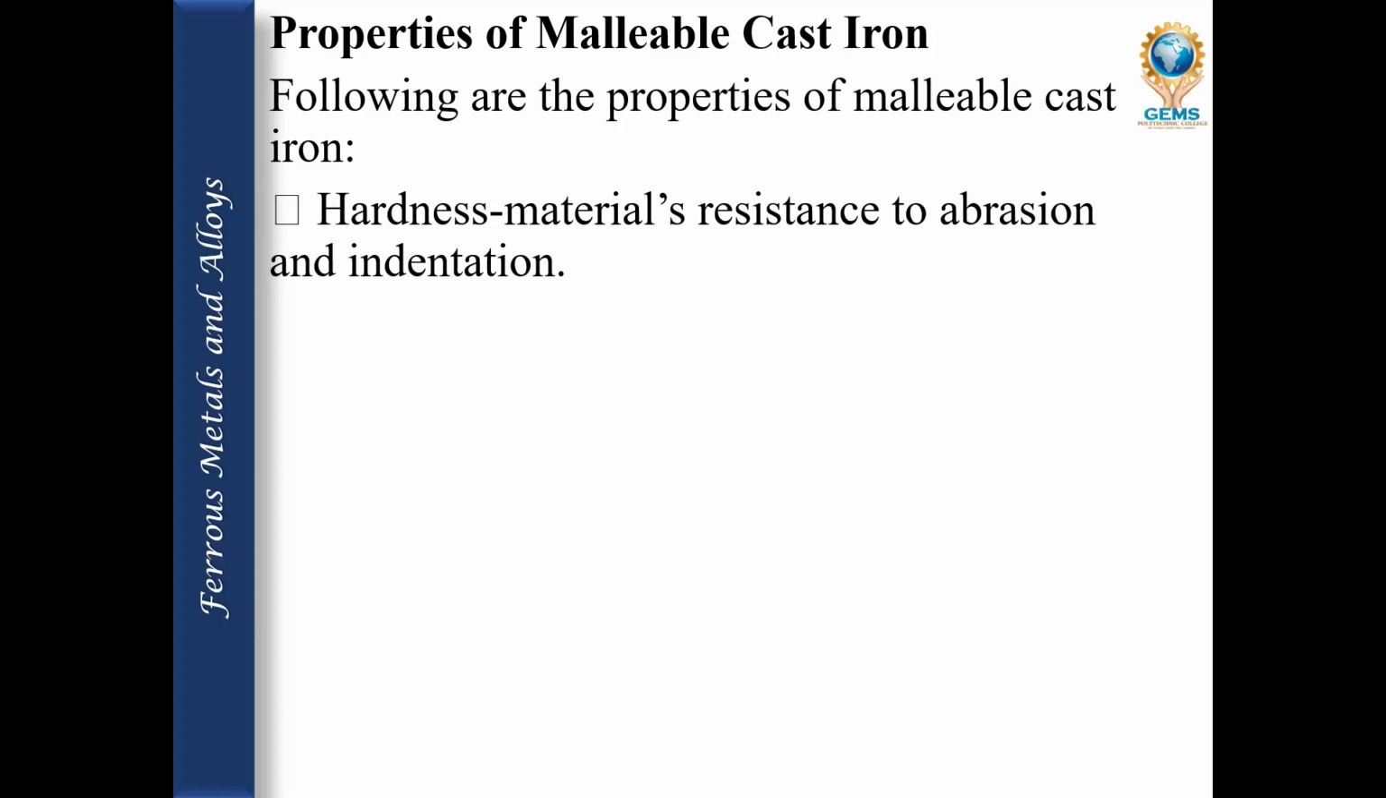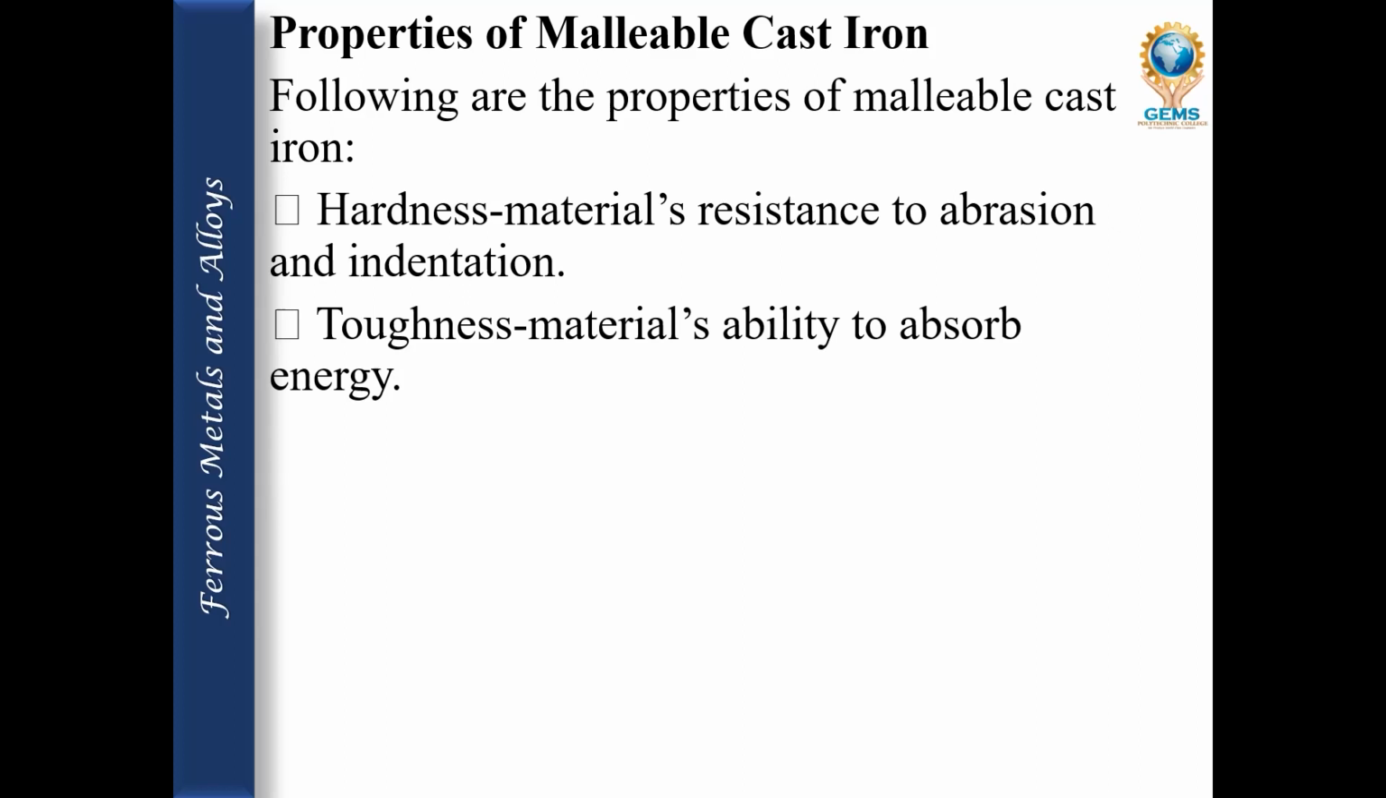The next property we're going to discuss is toughness, the material's ability to absorb energy. When some impact falls on this malleable casting, it can absorb the impact's force. It has good tensile strength and ductility. Malleable casting is used for electrical fitting equipment, hand tools, pipe fittings, washers, brackets, etc., because it can absorb energy and has good toughness.